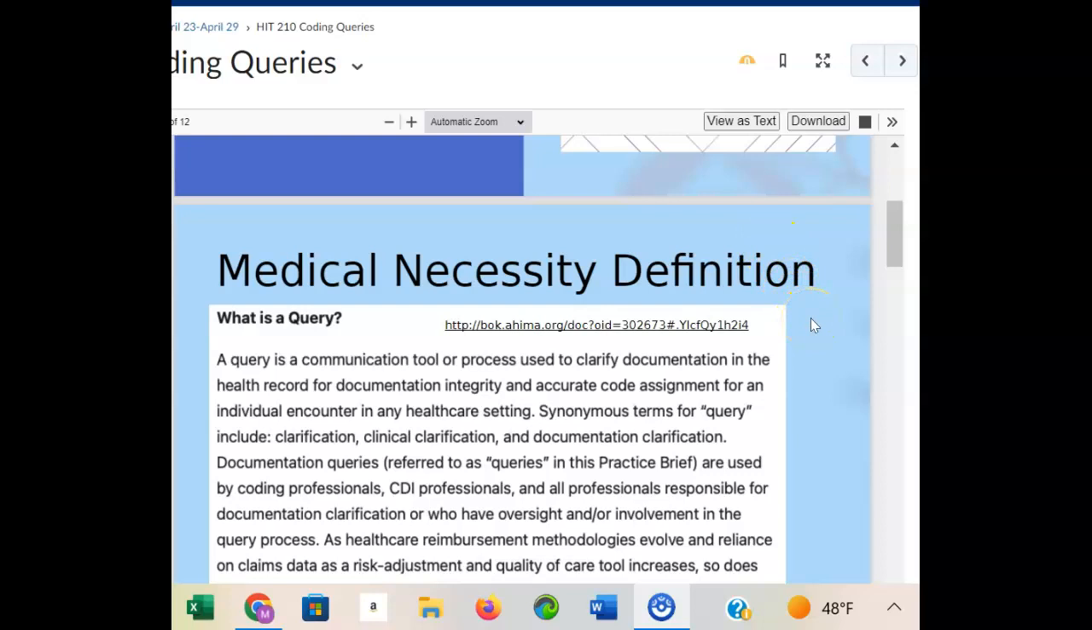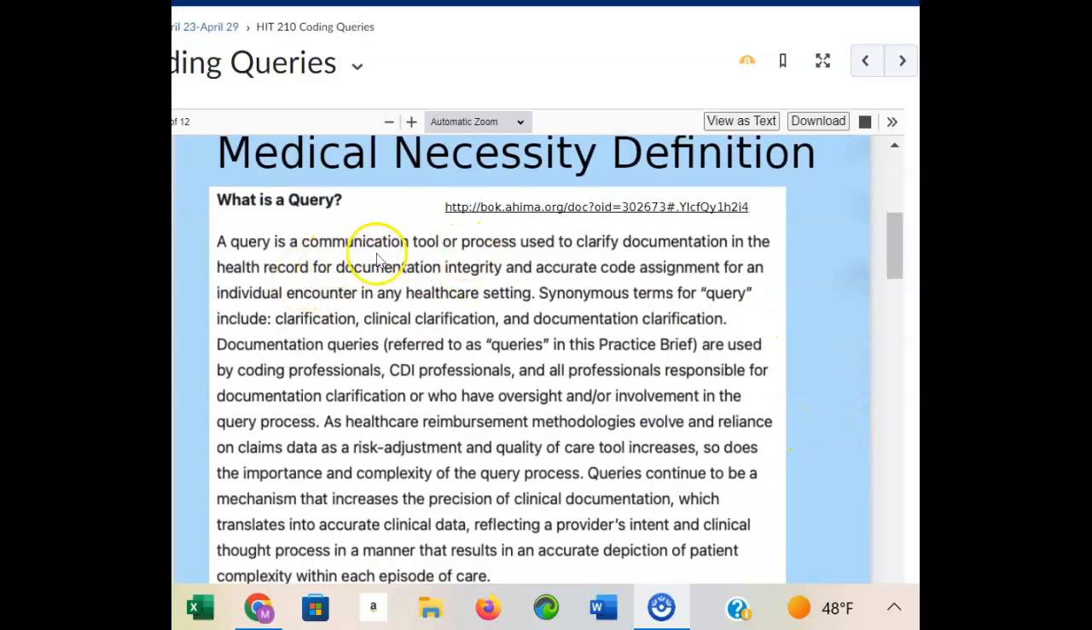So let's go back to that example. We have a knee x-ray and they put in shoulder pain. Okay, so something's not right here. You're going to have to query the physician, and this is why, because the medical necessity did not meet. When you query them, it's a communication tool or a process. You want to clarify that documentation and make sure there was accurate code assignment for what's going on. So once again, things aren't making sense. You need to query the physician, saying, hey, did you possibly mean a shoulder x-ray or did you mean that they had knee pain? What's going on here?